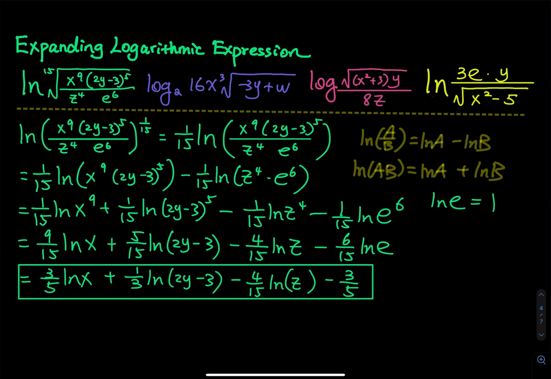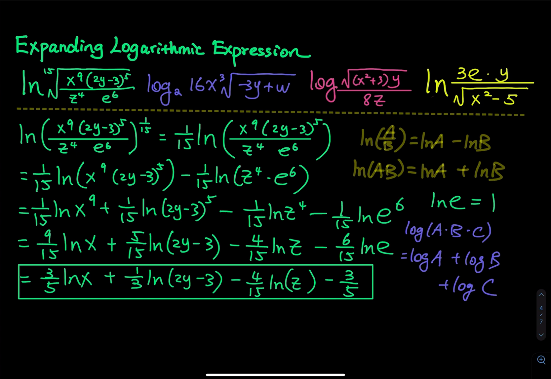Alright, and then the next term, you have log base 2 of 1/16 times x to the third, and then times that. So we can apply the rules immediately. You have log of A times B times C. That is equal to log of A plus log of B and then plus log of C, right?